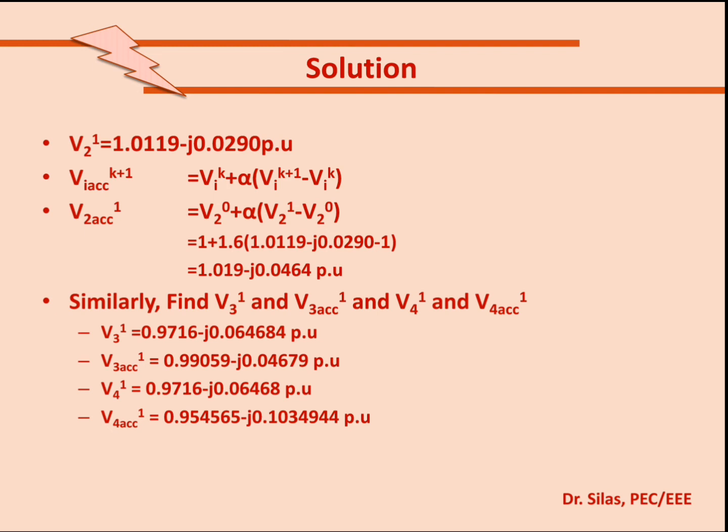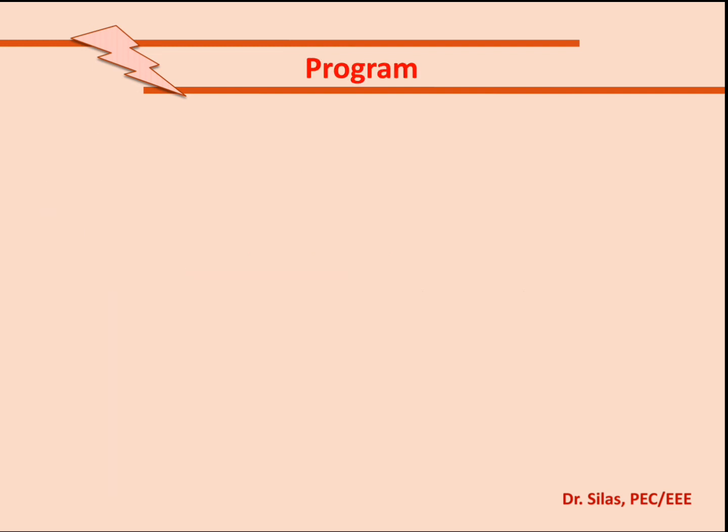Now, let us go on to the coding. We have learned what the Gauss-Seidel method is and how to solve the problem. Now we are going to write the program for the problem which is solved, and we are going to write the code for only a single iteration.